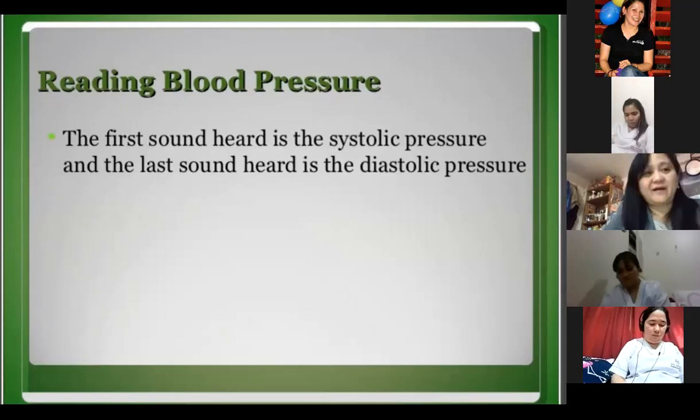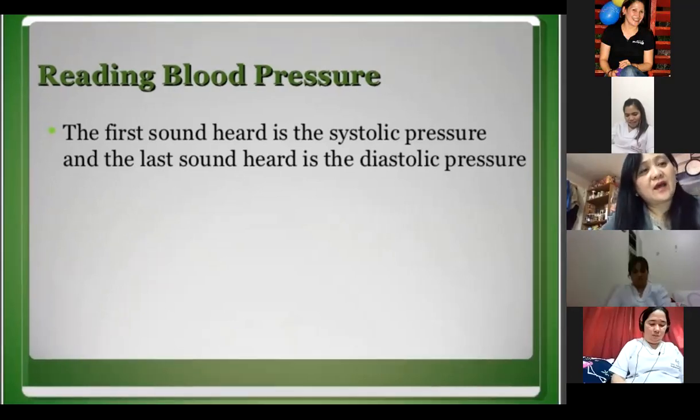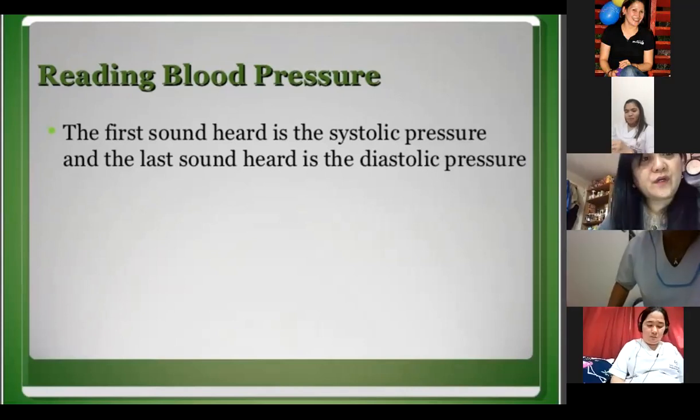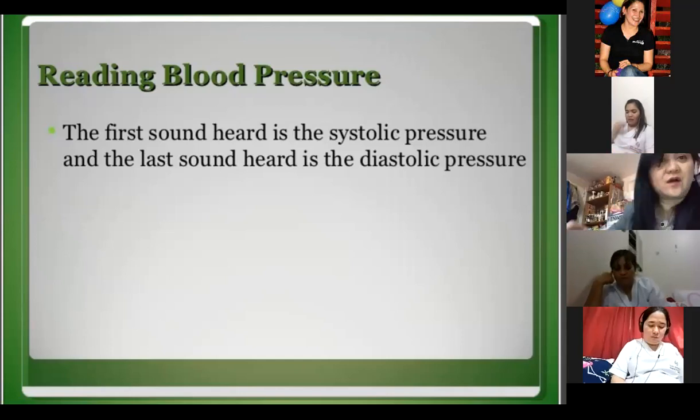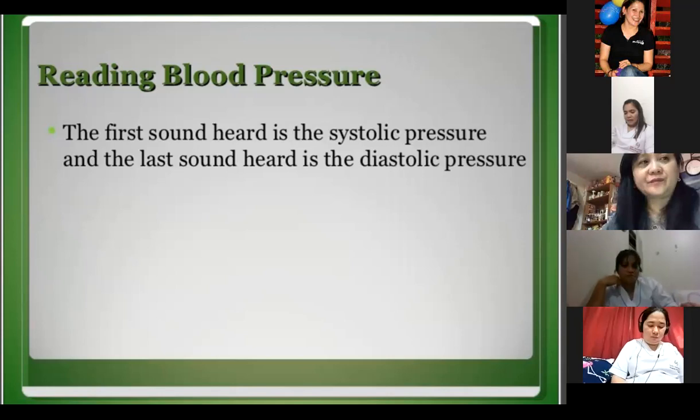Pwede nyo, you have to practice doing it now. If you have the instrument now for blood pressure, you have to practice it with your colleague or with your flatmate or any relatives that you have sa bahay ninyo, so that in the near future or before we meet also, you will be able to do it. And this is the first thing that, since we are nursing aides, we usually do: the vital signs. We are tasked to do the vital signs.